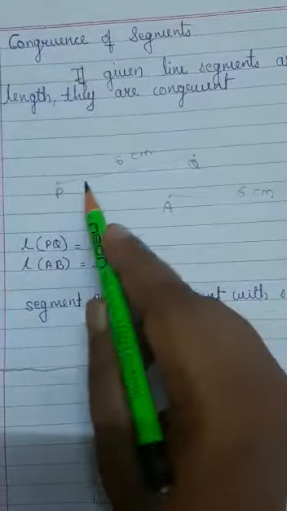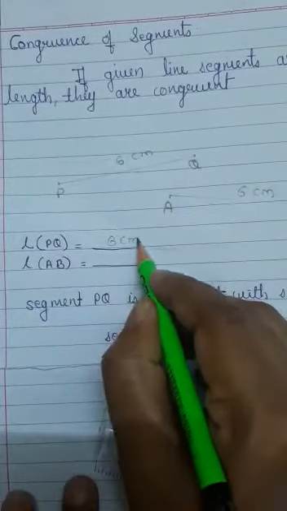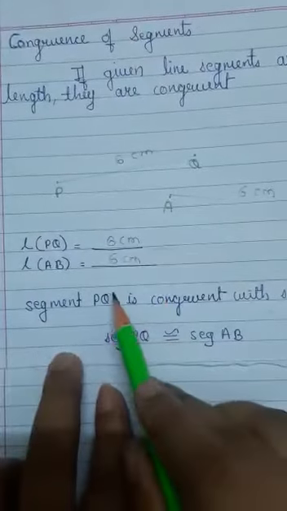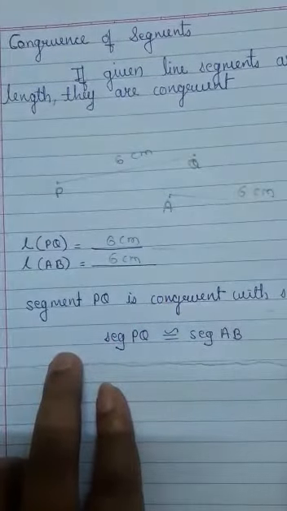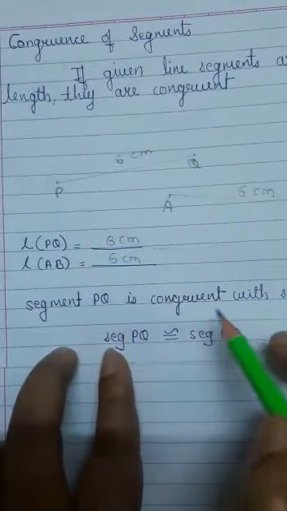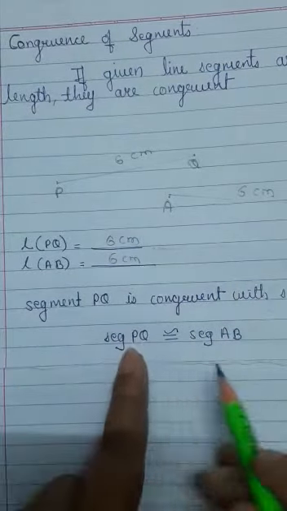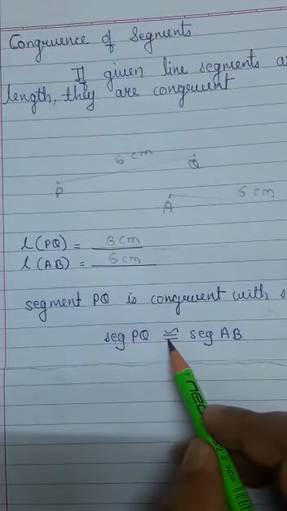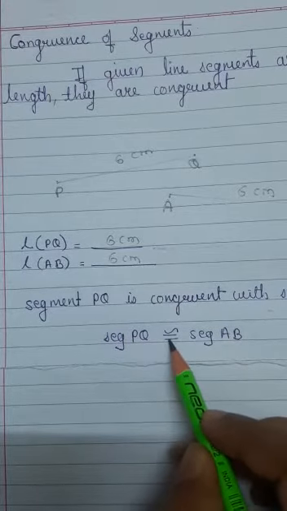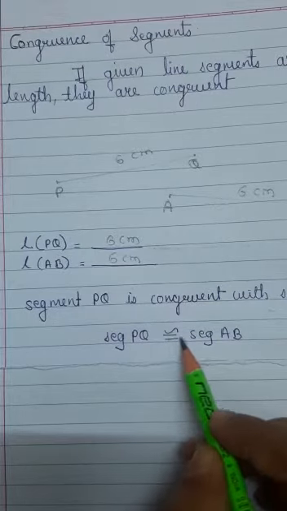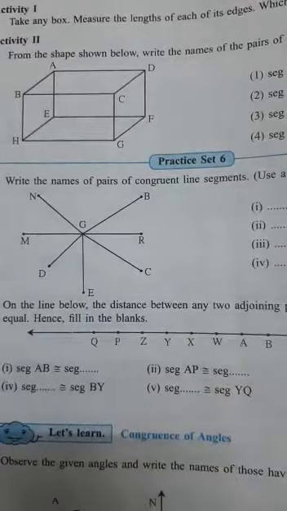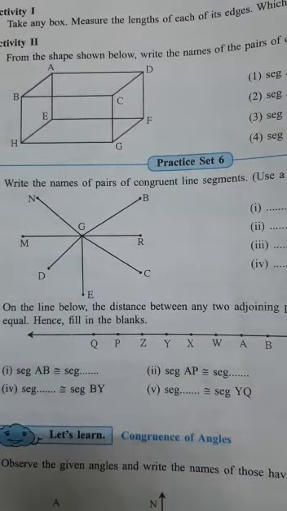Here I'll write length PQ is 6 centimeter and length AB is 6 centimeter. Means segment PQ is congruent with segment AB. Since both are of same measurement, we can say that they are congruent. Congruent means same, and this is a symbolical representation of congruence. So seg PQ, we will read this as seg PQ. This sign is of congruent, is congruent to seg AB. So we have seen this congruence means of equal measurement.